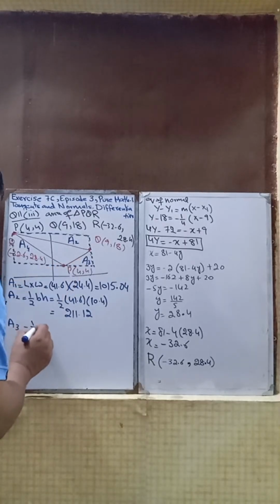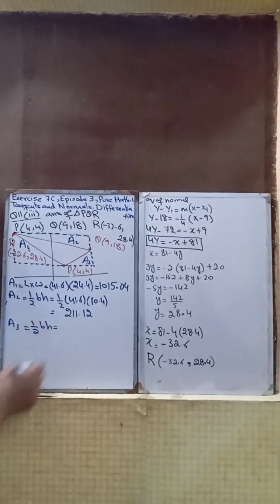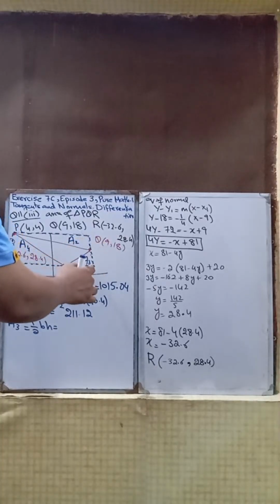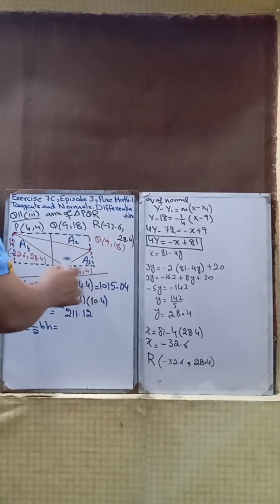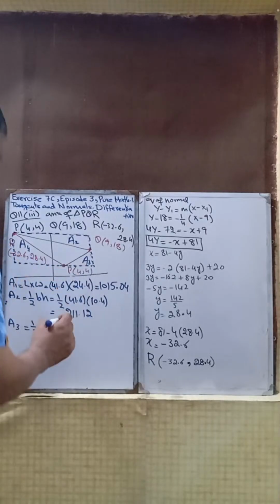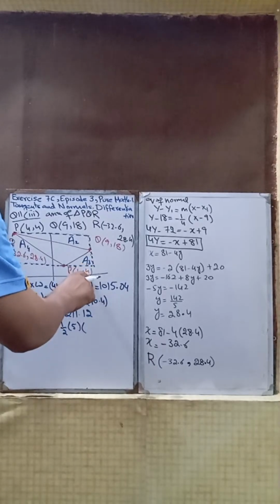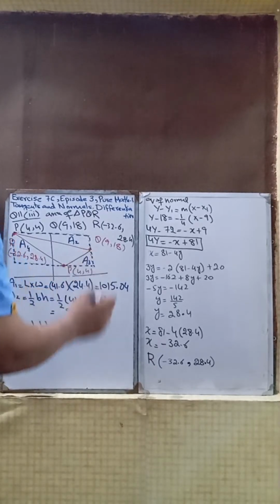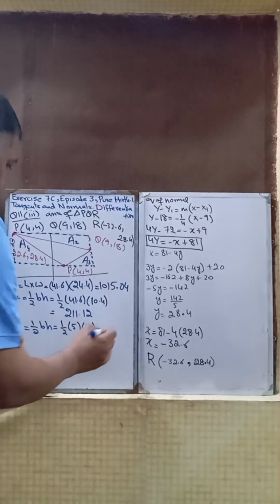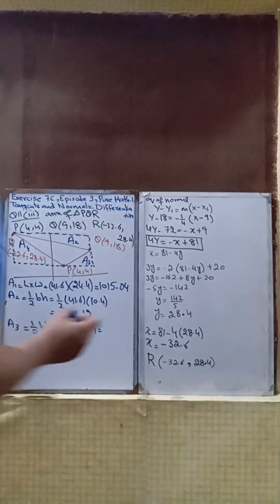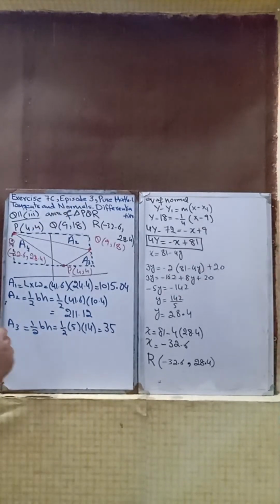The formula is the same, 1 by 2 into the base into the height. And its base, this x is 9, and this x is 4. So the base is 5. And the y of this is 4, the y of this is 18, so the difference between them is 14. So we can find the area of this A3. It will be 7 into 5, that's 35. Okay. Then I will find the area of this fourth, A4.